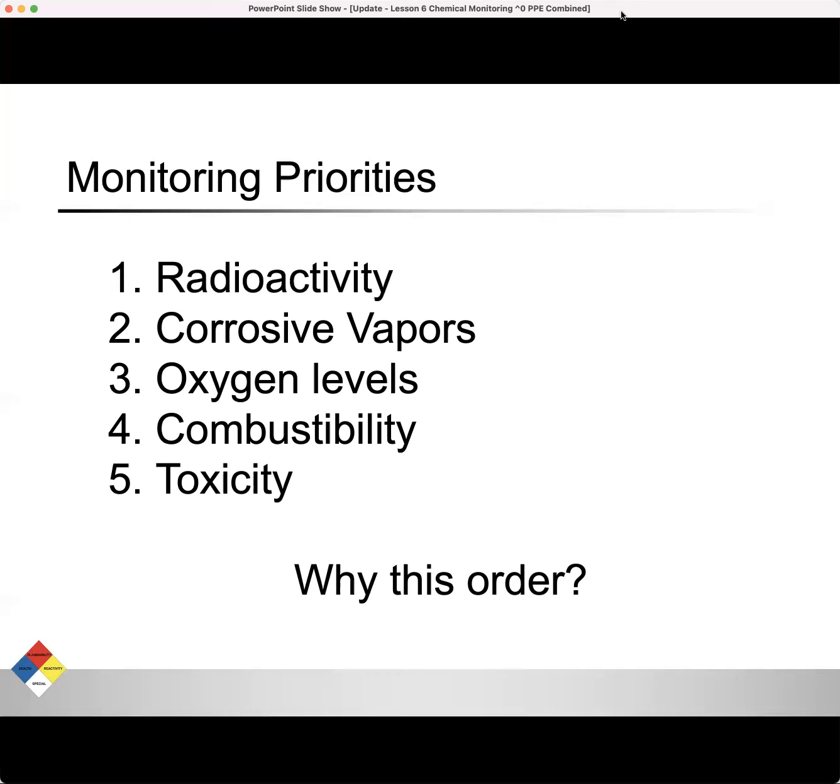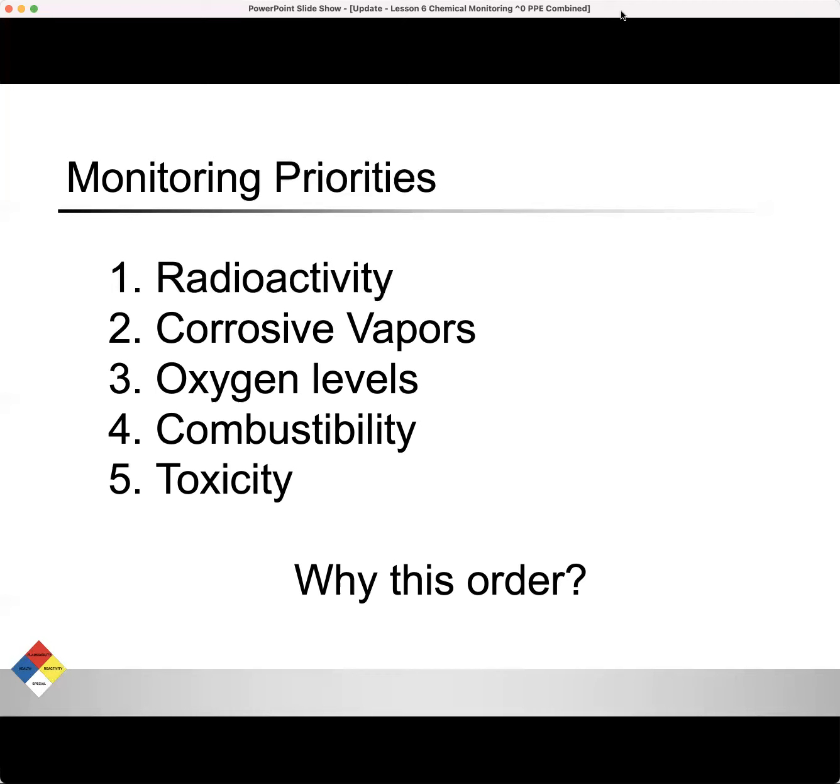And if we're going to be wearing SCBA, we also don't want to be exposing the metal components of our SCBA to the corrosive vapors. Thirdly, oxygen levels. We want to measure oxygen levels next because we want to make sure that there is enough oxygen concentration present in the air in order to accurately monitor for combustibility.